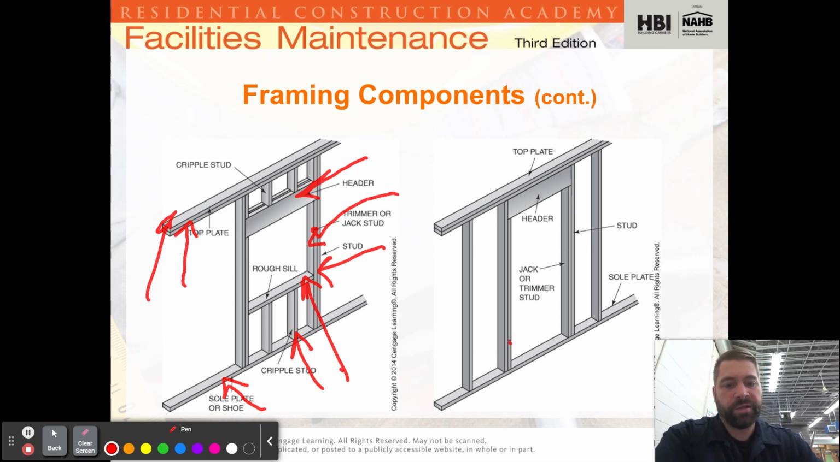The difference is here we don't have our rough sill and we don't have the cripple studs on the bottom. This header runs all the way up to the top. Sometimes they do, sometimes they don't. This one runs all the way up to the top. So again, we eliminated the cripple studs that were over here on the window one.